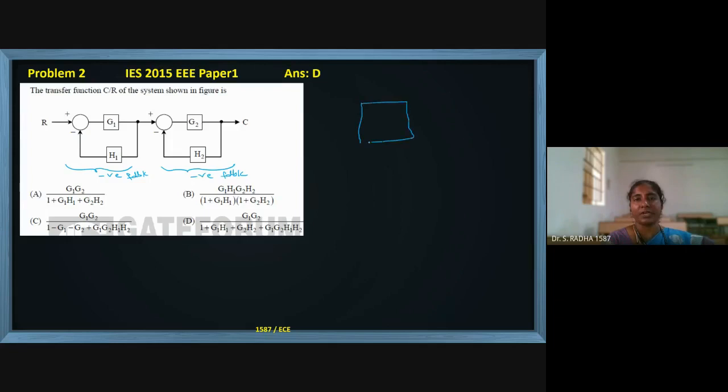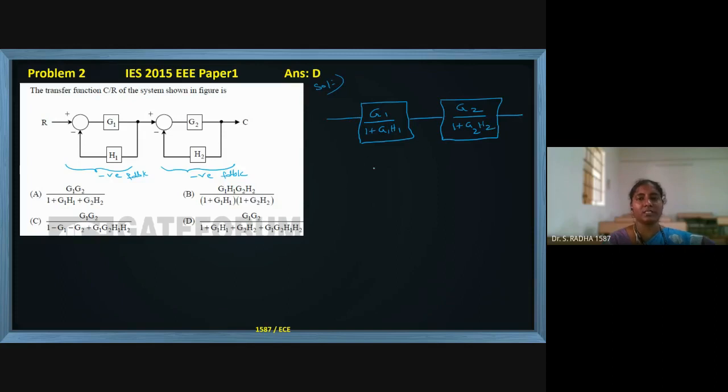Step by step that will be done in the regular classes. As you know the method, directly I am going with the simplification. G1 by 1 plus G1H1 is the first block. Next, the second negative feedback, again G by 1 plus GH, so G2 by 1 plus G2H2. This is the first step we have reduced. Now two blocks are in series.